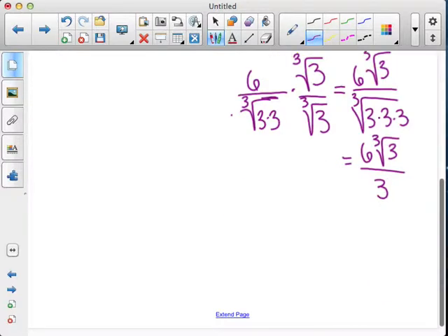And I can go one step further to simplify this. 6 divided by 3 is 2. So it becomes 2 cube root 3. And that's your final answer on that problem.